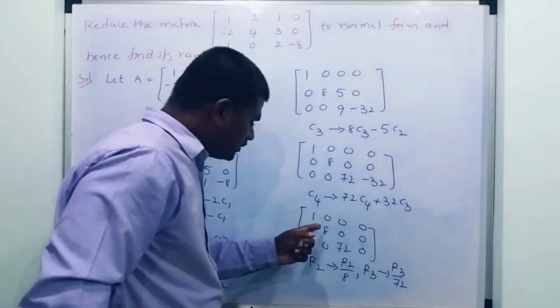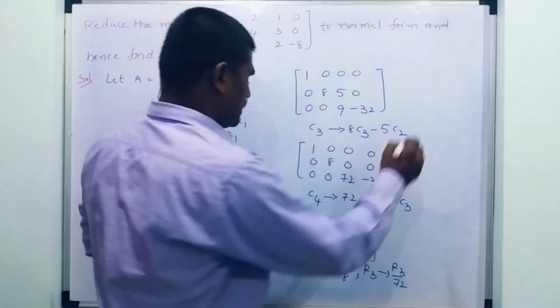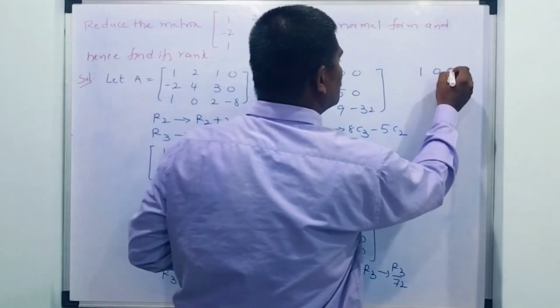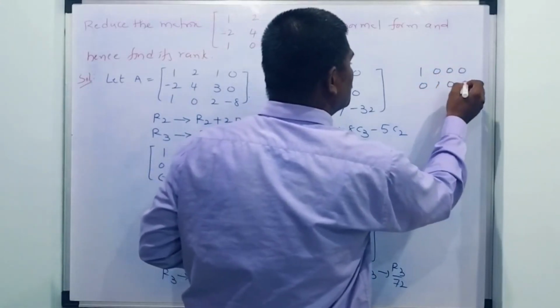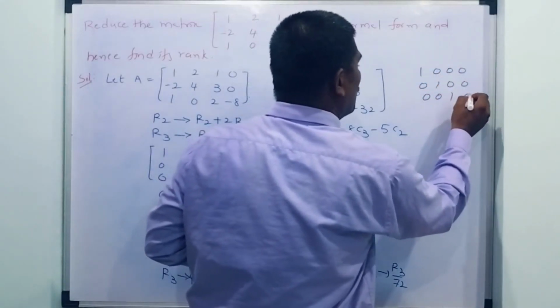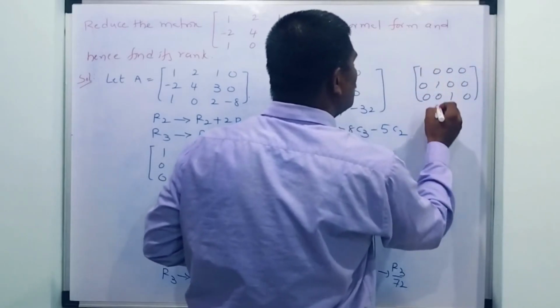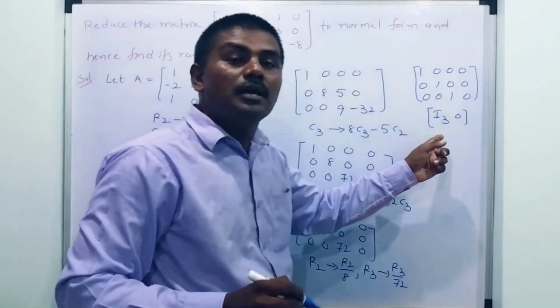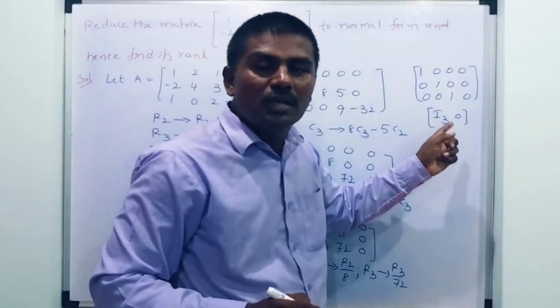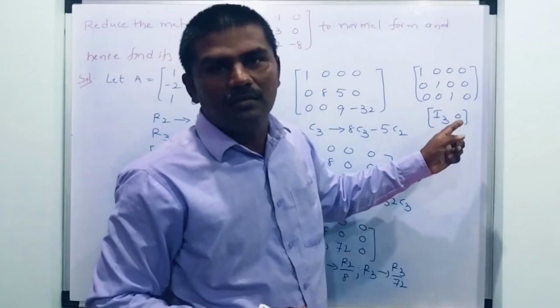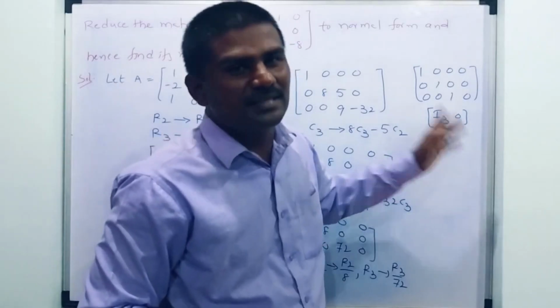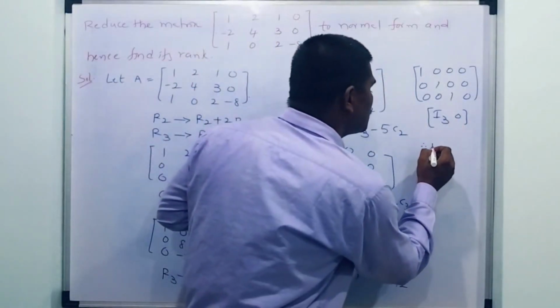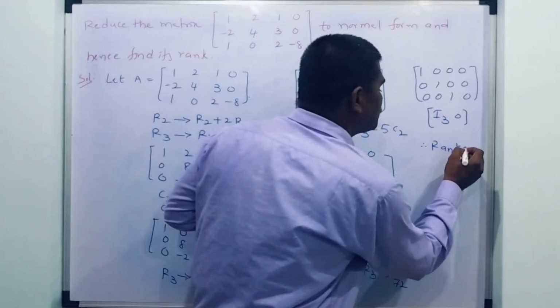What it will be? These two elements will be 1. That means 1, 0, 0, 0, 0, 1, 0, 0, 0, 0, 1, 0. What is this form? I3, 0. This is in normal form. So, the rank of the matrix is 3, which is the order of the identity matrix here. Therefore, rank is equal to 3.